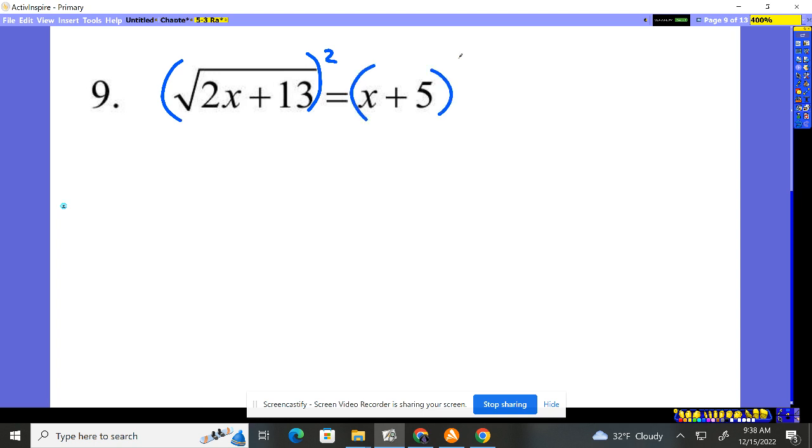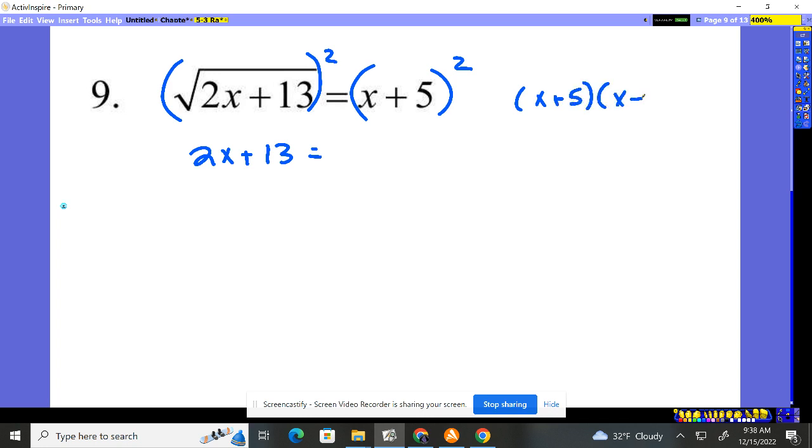You have to square the whole thing, which means you have to do a binomial of x plus 5 times the other binomial x plus 5. So right here, we'll get 2x plus 13. Nice and simple. When you square a square root, boom, it disappears. That's how we get rid of square roots. But now I have to do an x plus 5 times an x plus 5.